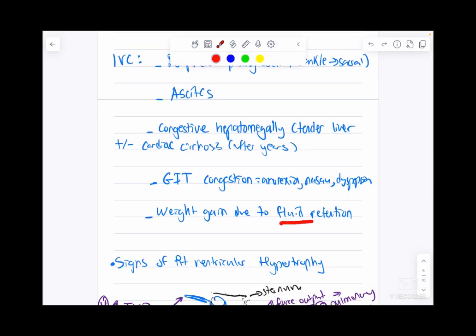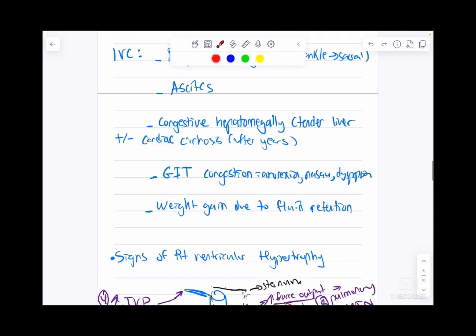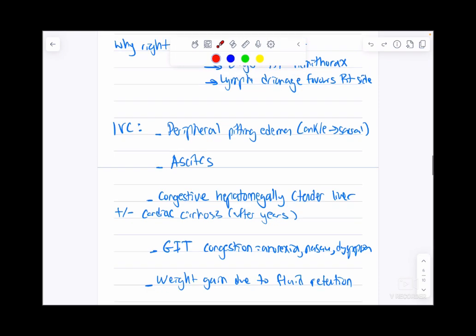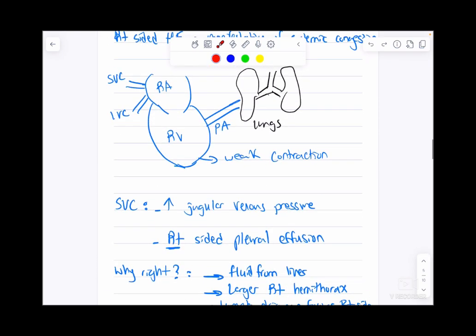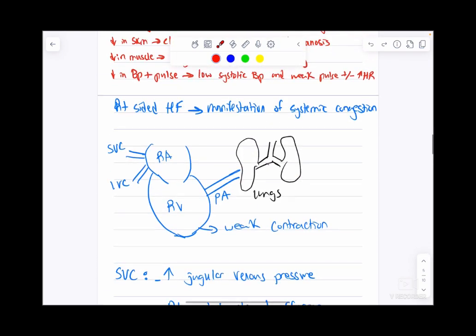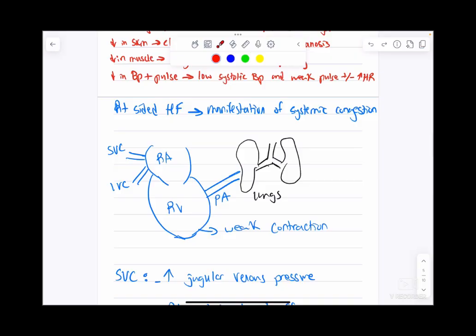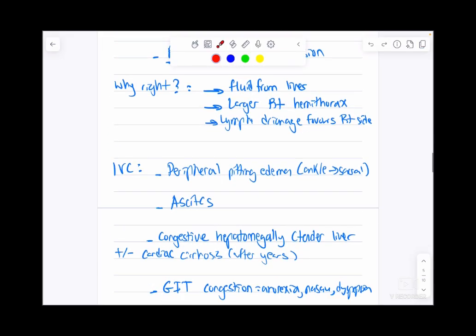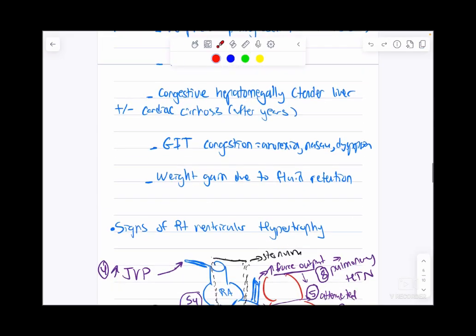Weight gain due to fluid retention, this is obvious, and also the edema. Okay, so now we know basically what you need to know and what you need to think about when you think about right-sided heart failure: think about the systemic congestion that it will cause, and you will know automatically pretty much all the clinical manifestations.